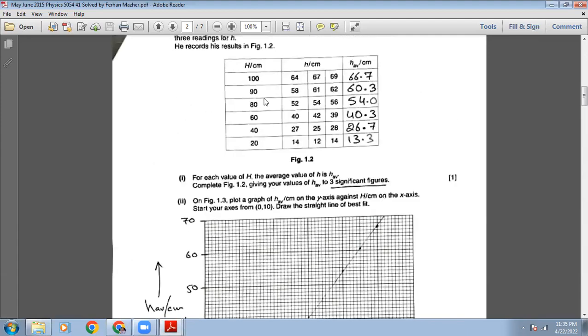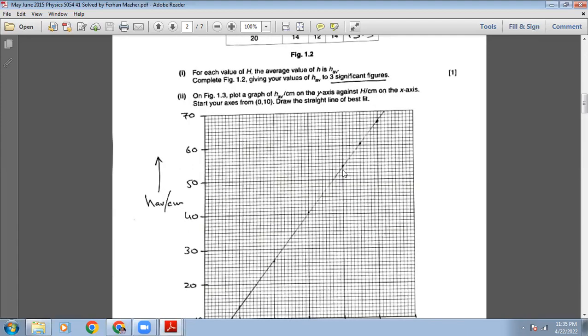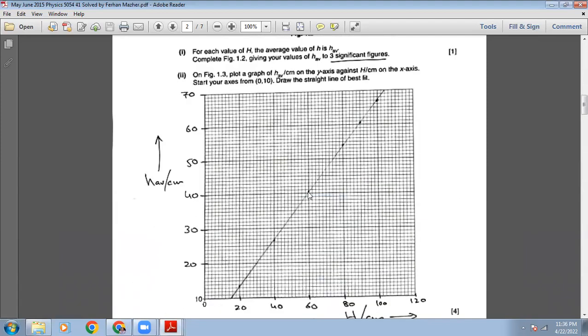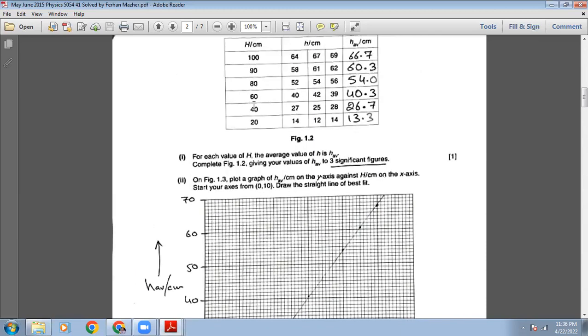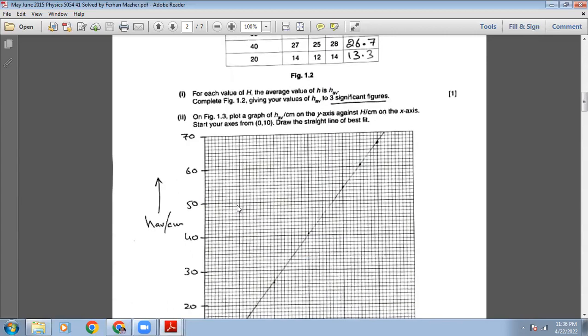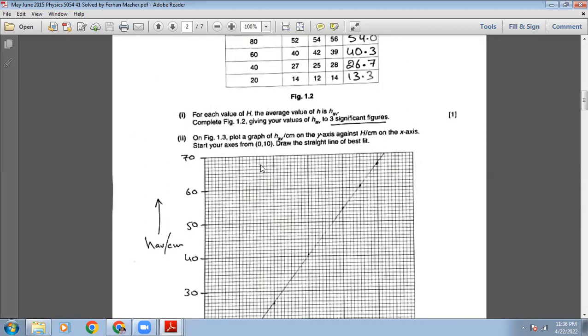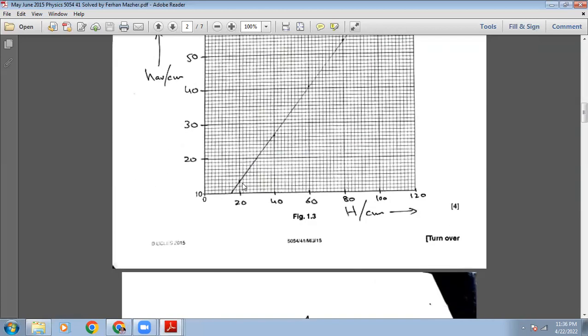And then at 80, you have 54. So 54 here. At 60, you have 40.3, which means 40 and 41, in the center of that. And at 40, you have 26.7, which is approximately 27, so here we have put a dot between 26 and 27. At 20, you have 13.3, which is between 13 and 14. Okay. So put that dot.